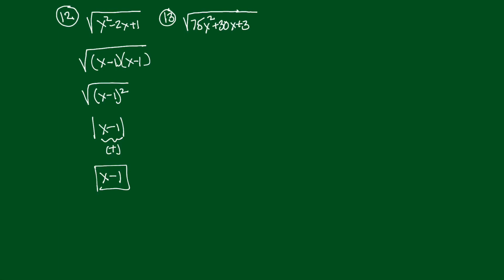So I want to simplify this radical expression. First thing I noticed, between 75, 30, and 3, there's a 3 common. So I'm going to factor out that 3, and if I do that, what's left is 25x squared plus 10x plus 1. And now I know how these things are going to work. It's going to be 3.